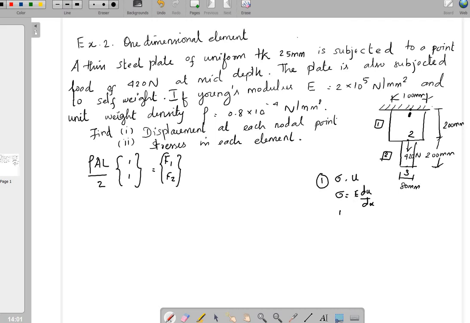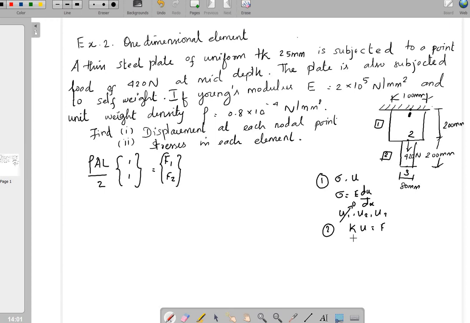So we have to find out the displacement U1, U2, U3, provided the U1 in this formula is 0 because the top end is fixed end. So U1 need not find out, it is a boundary condition that we can substitute U1 equal to 0. So we can find U2, U3. So how we can find U2, U3? From the equilibrium equation Ku equal to F.